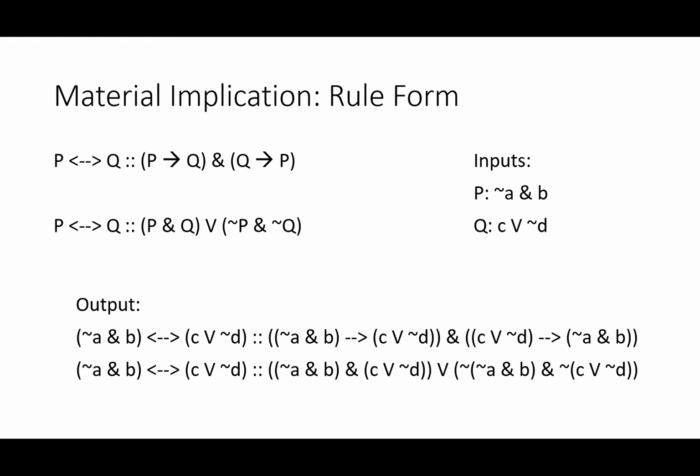You can use material equivalence no matter how long or complicated the inputs are. We could put in not A and B and either C or not D for P and Q, and that would get something too long to read in this video. But the biconditional would still turn into arrow, and arrow, or and, or not and not. The same format is followed every time, no matter how long the things on either side of the biconditional are.